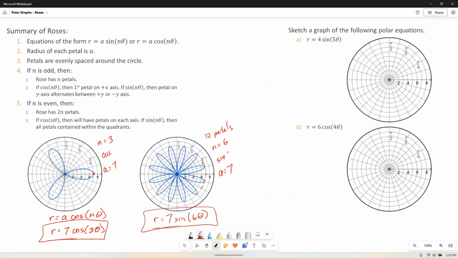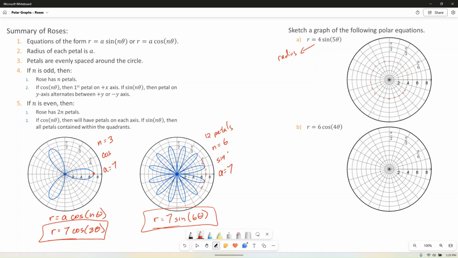All right. Let's look at a couple equations that we can then try to sketch the graph. So this first one, we have r equals 4 sine of 5 theta. The 4, the a value, tells me the radius. So I'm going to take my graph here and draw a dotted circle along the circle of radius 4. If you don't have the grid, just draw that dotted circle and say it has a radius 4.